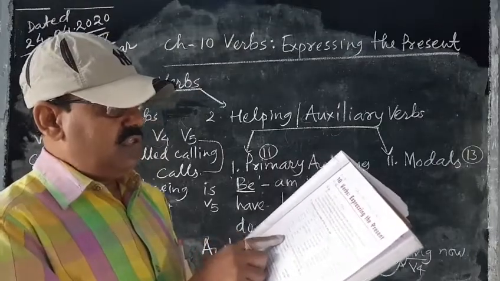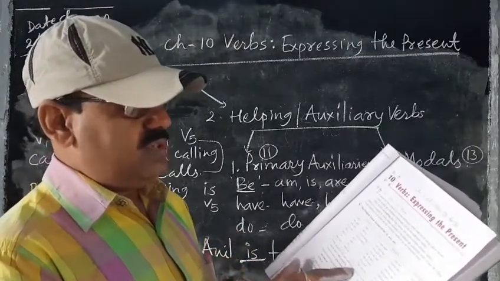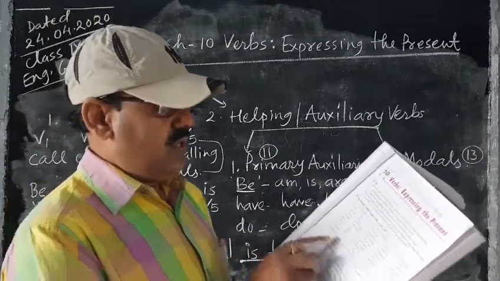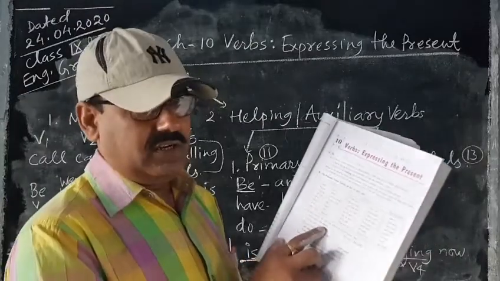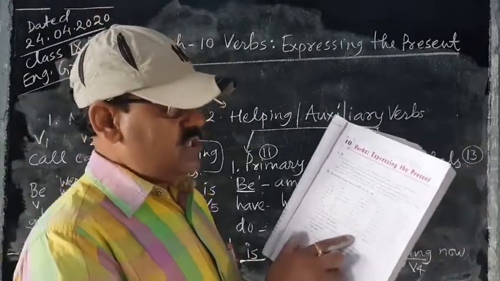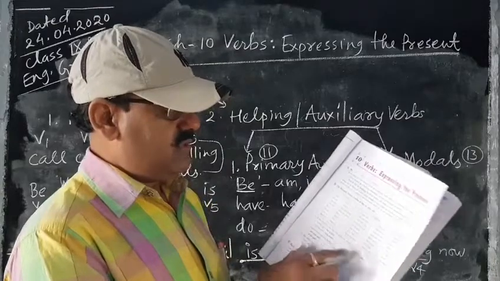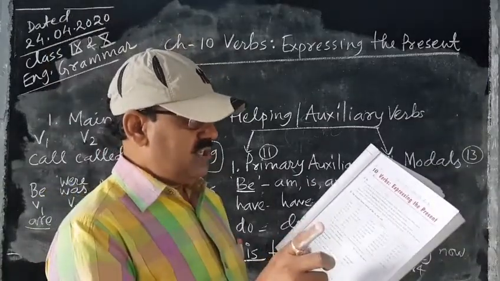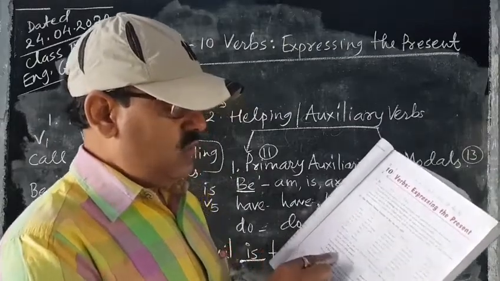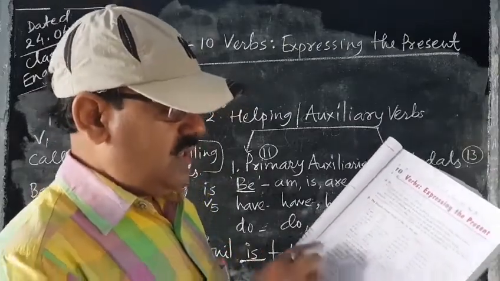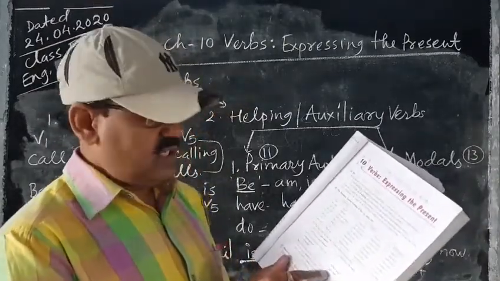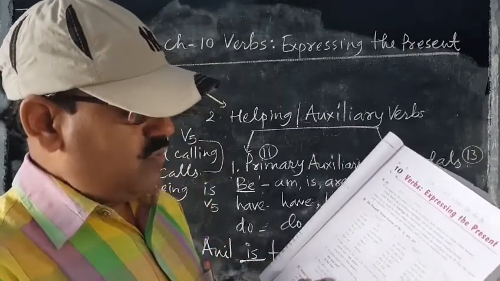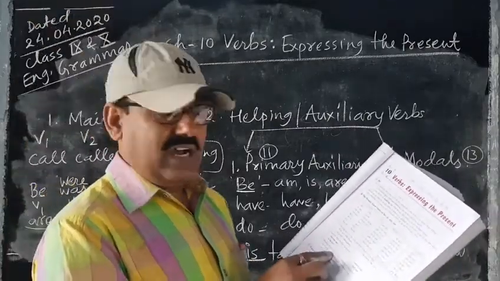Here in the negative we can use different short forms also. We are not, we aren't. He is not, he isn't. You are not, you aren't. In negative interrogative forms, are you not, aren't you? Is he not, isn't he? The short form of am I not.